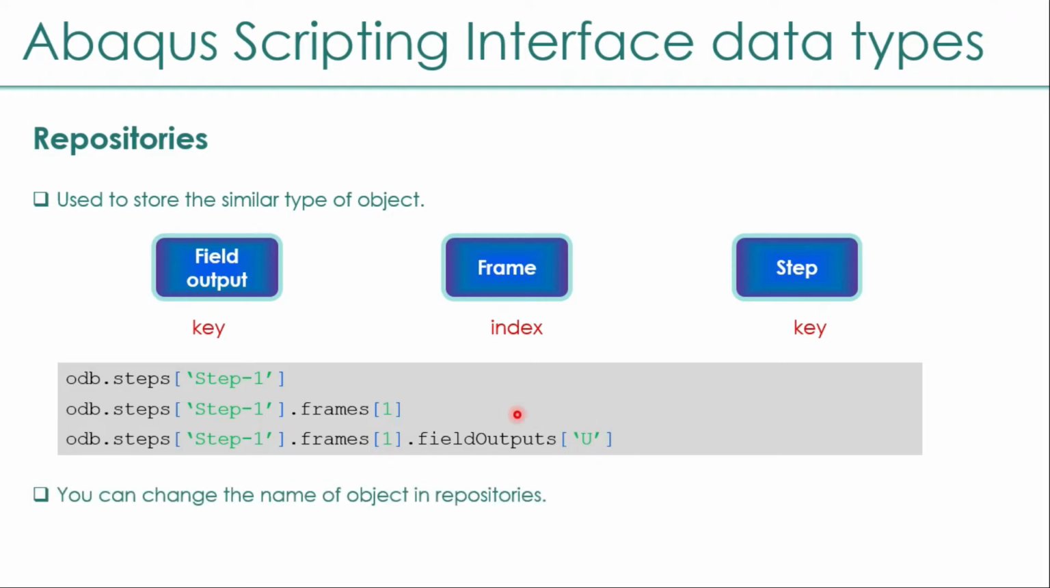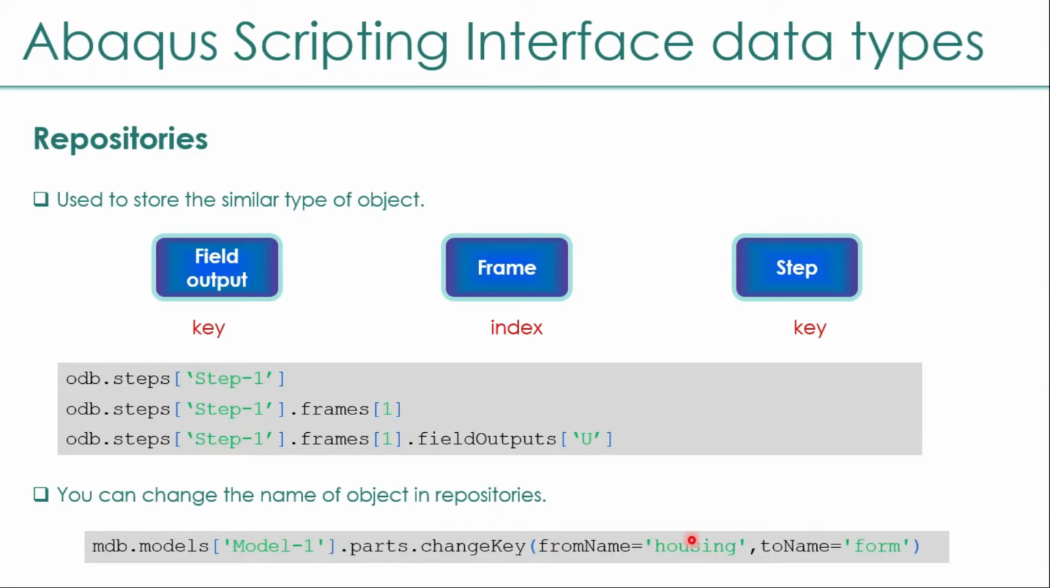There is also a method using which you can change the name of a particular object. For example, you have to use the change key method in order to change the name of the object that is stored in the repositories.